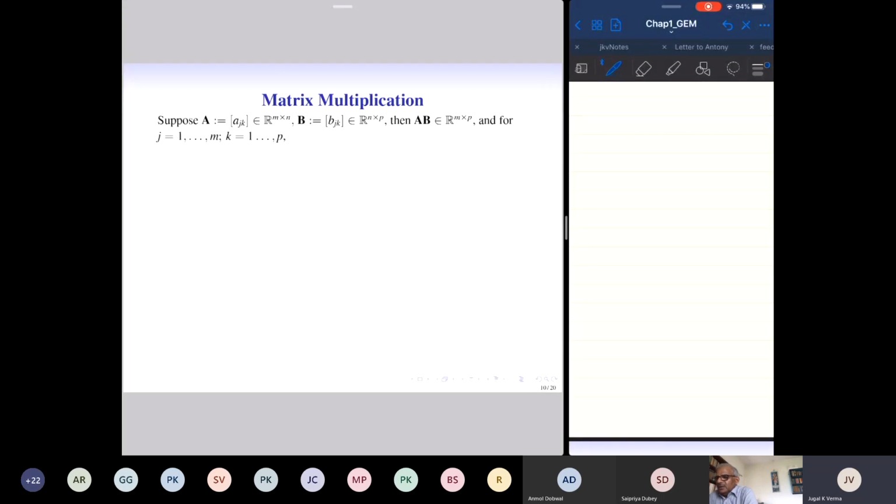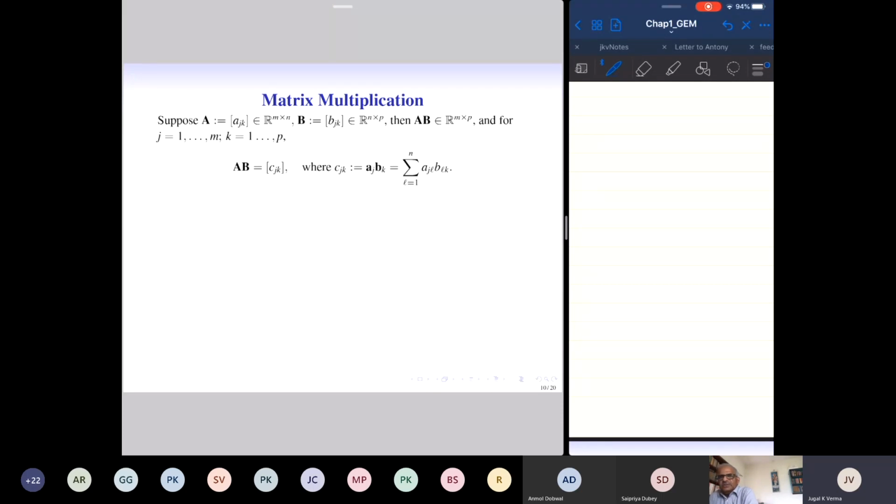Yeah. So here are some properties. If I take a matrix A, which is m by n, and a matrix B, which is n by p, then AB is an m by p matrix. For j equal to 1 up to m and k equal to 1 up to p, the general entry of AB, which is Cjk, is the real number obtained by taking the dot product of the jth row of A and the kth column vector of B. Therefore it is the sum, with L varying from 1 up to n, of AJL times BLK.